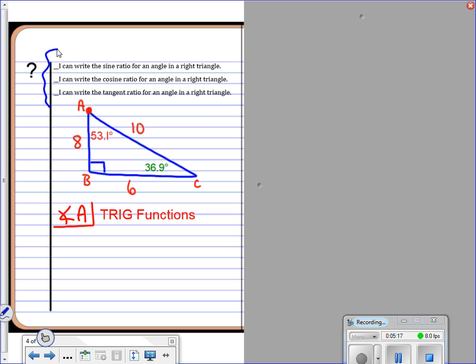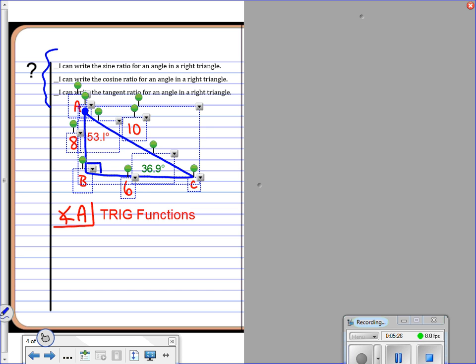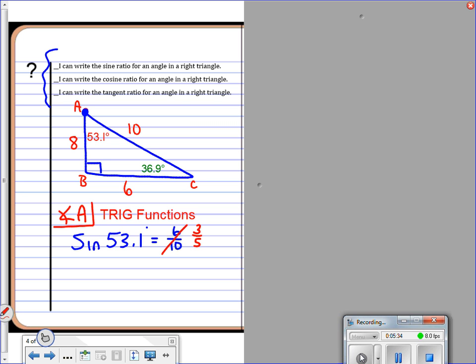So I'm going to take this triangle and I'm just going to write my trig functions for each one of them. Let's start from the perspective of A, okay? So I'm looking up here at A. I'm standing up here at A. So opposite and adjacent and hypotenuse from that perspective. Okay, so the first one, the sine of the 53.1, that's where the angle information goes, right? Right after the word sine. Sine of that angle is equal to 6/10, which I reduced to 3/5.